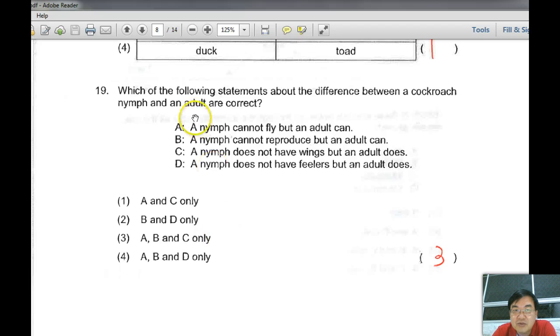Let's carry on. Which of the following statements about the difference between the cockroach nymph and the adult are correct? Nymph cannot fly, but the adult can. Correct. The nymph cannot reproduce, but the adult can. Yes. The nymph does not have wings, but the adult does. A, B, C, very correct. The nymph does not have feelers, but the adult does. Whatever features the adult has, most probably those are necessary features. Most probably the young would have them. So answer is 3.